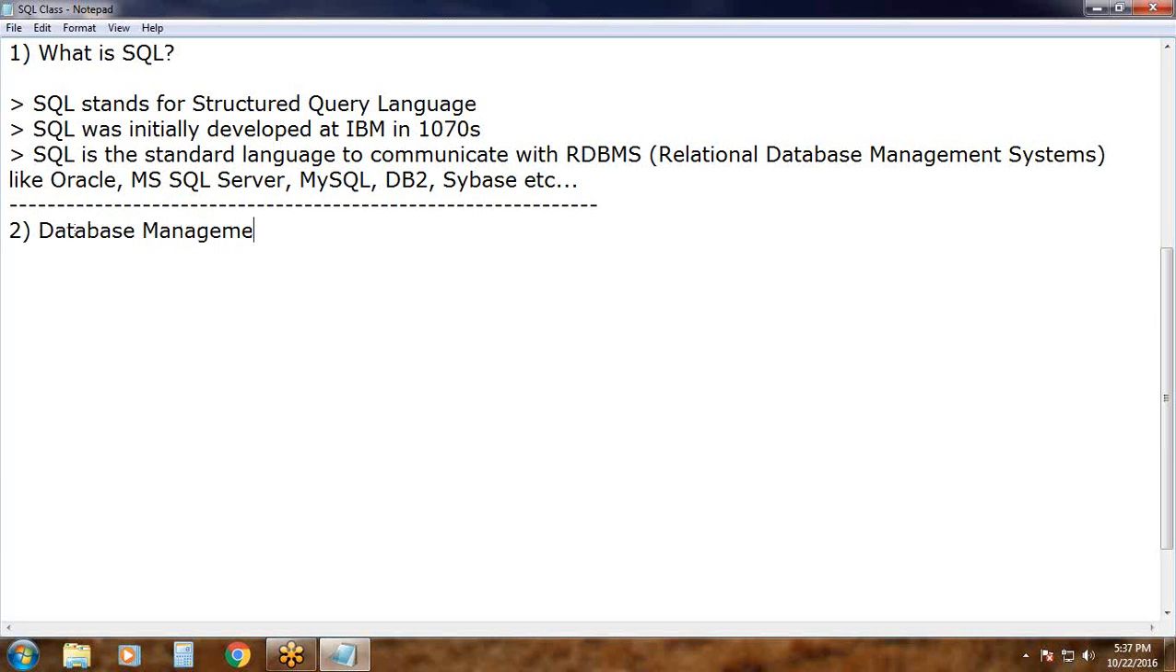What is a database management system? The database management system provides ways to store, organize, retrieve, and interact with the data in the database. It consists of a modeling language, database engine, database query language such as SQL, and transaction mechanism. Next, popular database management systems are Oracle, MS SQL Server, MySQL, etc.